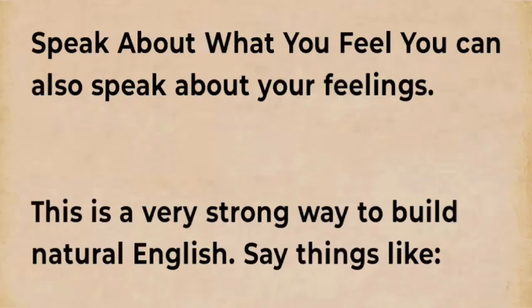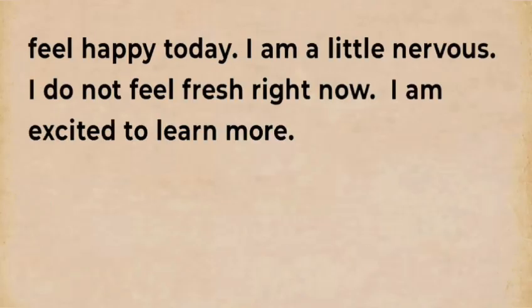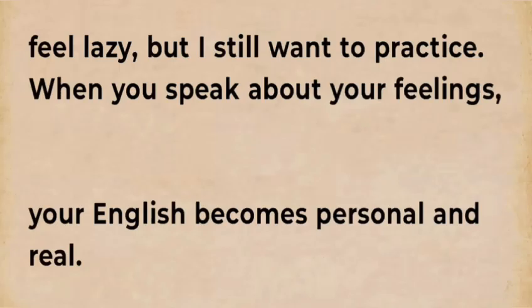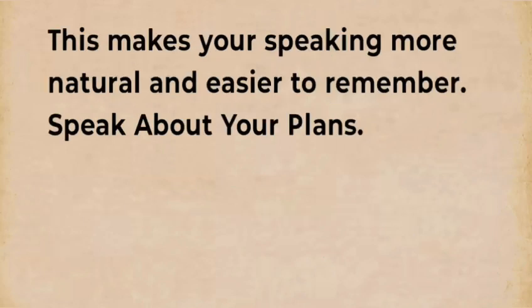Speak about what you feel. You can also speak about your feelings. This is a very strong way to build natural English. Say things like, "I feel happy today. I am a little nervous. I do not feel fresh right now. I'm excited to learn more. I feel lazy, but I still want to practice." When you speak about your feelings, your English becomes personal and real. This makes your speaking more natural and easier to remember.